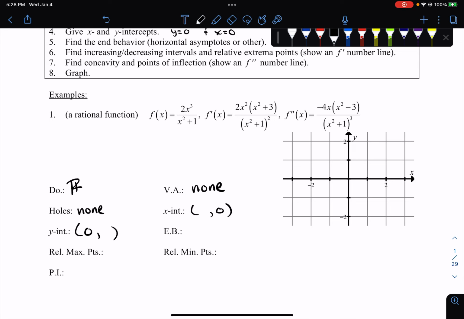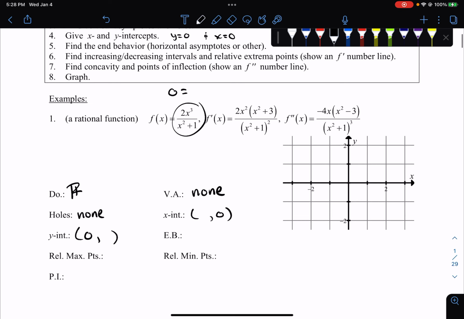So if y is equal to 0, then that means 0 equals this. And I multiply the bottom over, that goes away. And I've got 2 times x cubed. What makes that equal 0 is just x equaling 0. So my x-intercept is (0, 0).